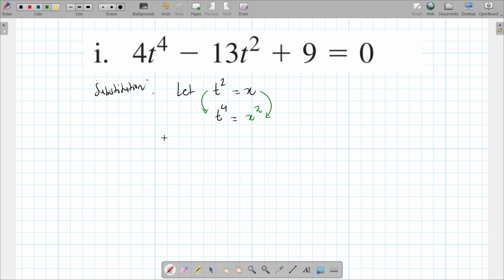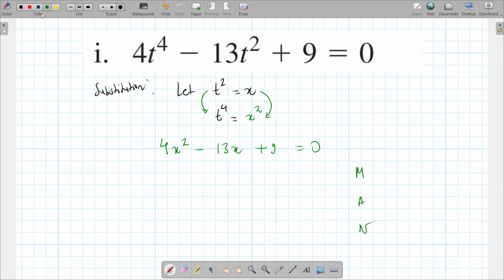Why am I doing it this way? Because I can man this. Check this out. So the t4 becomes 4x squared. T squared becomes an x plus 9 equals 0. Now we have a grade 10 quadratic. We don't have to worry about synthetic division or any of that shenanigans. This one is manable. I think it is.